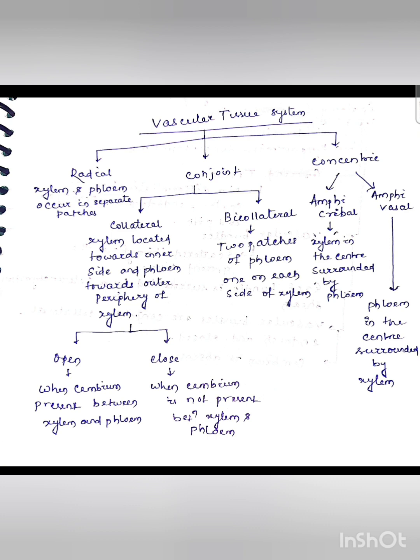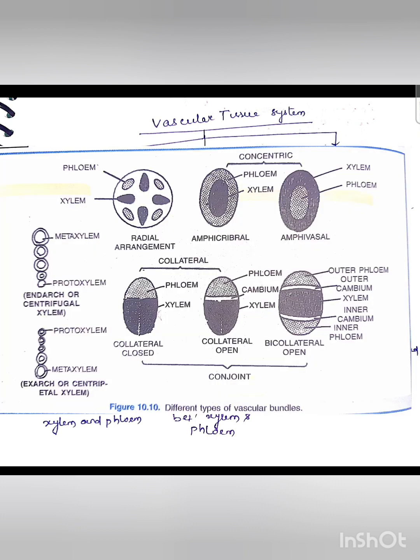So there are different types of vascular tissue system. Sometimes it is radial. Radial means xylem and phloem patches occur separately. Then sometimes it is conjoint. Conjoint is again divided into collateral and bicollateral. Collateral is when xylem is located towards the inner side and phloem towards the outer or peripheral side. And bicollateral is where two patches of phloem are present on each side of the xylem.